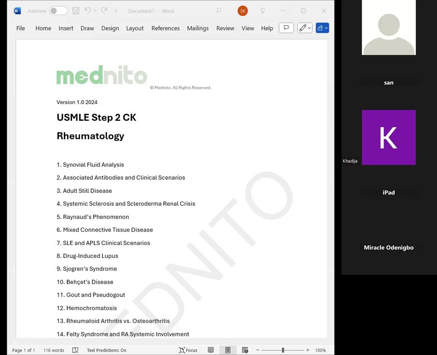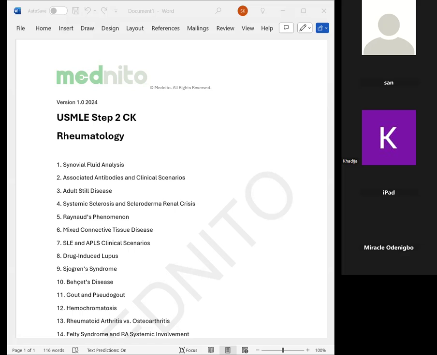Remember, dengue fever will present with fever and also thrombocytopenia. That's the most important thing you'll have to remember. However, there will be arthralgia, but there is no arthritis. Please remember this. In chikungunya, there will be fever and severe joint pains are the characteristic thing. In chikungunya, you will not find thrombocytopenia. Very important. Next, we talk about systemic sclerosis and scleroderma renal crisis.